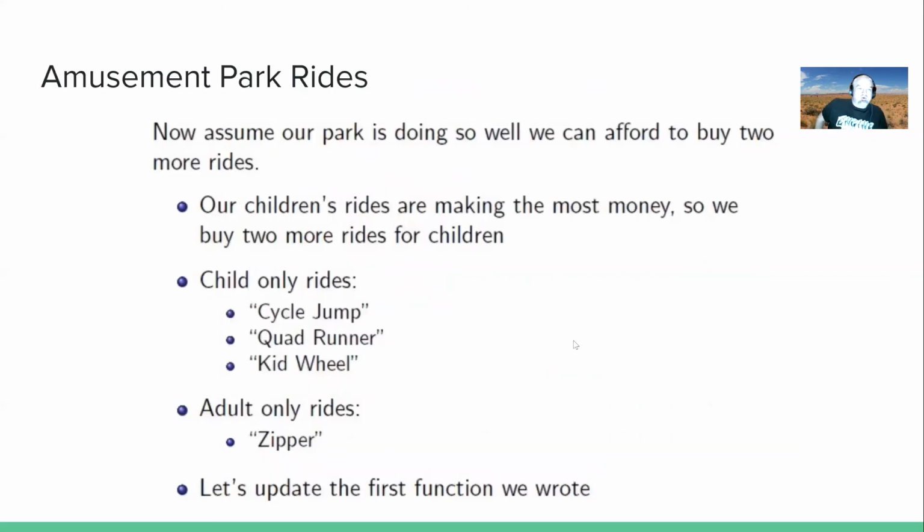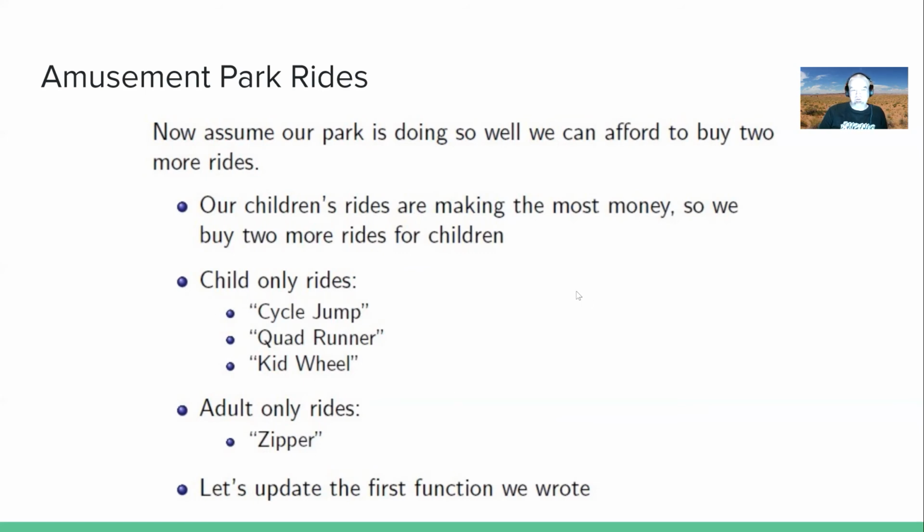All right, so let's assume now that our park is doing so well that we can afford to buy 2 more rides. Our children rides are making the most money, and we do like making money, so we buy 2 more rides for the children. So we add 2 more rides, and so we have a total of 3 rides for children only. Cycle jump, which we already had, quad runner, and kid wheel. So we have 3 rides for children and 1 ride for adults.